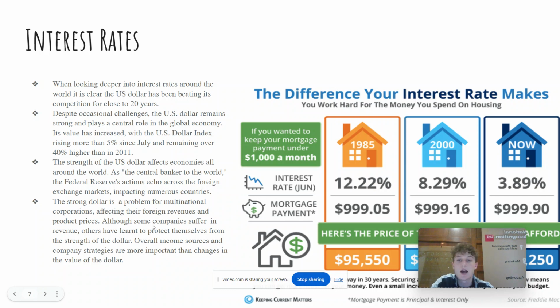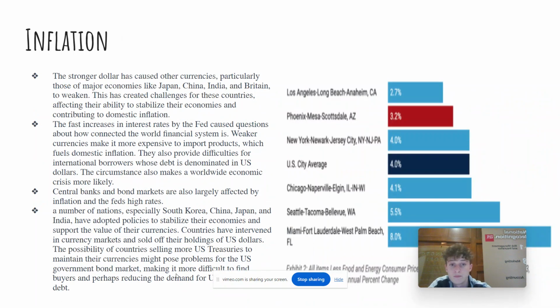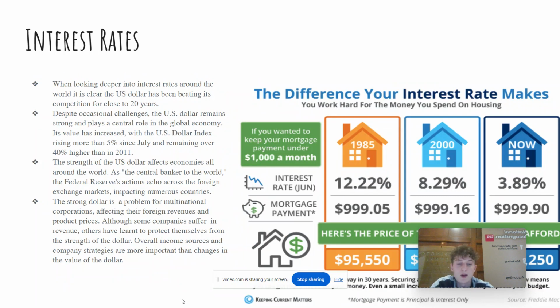The strong dollar is a problem for multinational corporations, affecting their foreign revenues and product prices. Although some companies suffer in revenue, others have learned to protect themselves from the strength of the dollar. Overall income sources and company strategies are more important than changes in the value of the dollar. And then up here, we can see on a domestic level how interest rates affect mortgages, which will affect consumer spending, consumer investment, and debt borrowing.